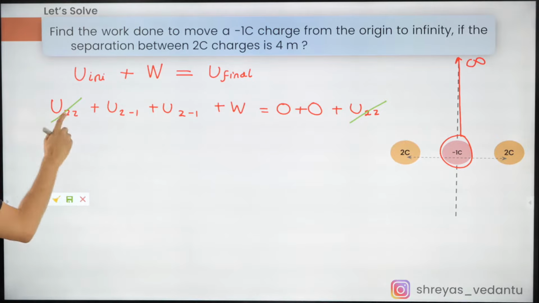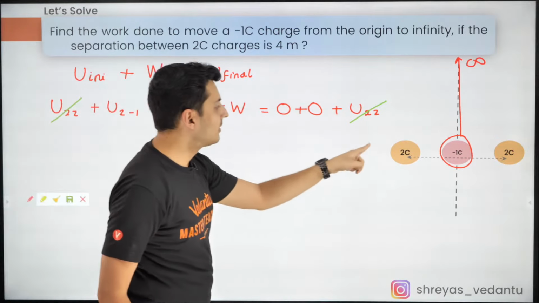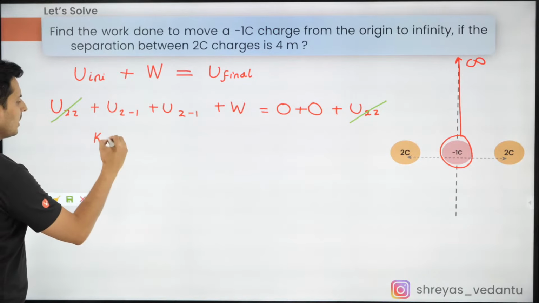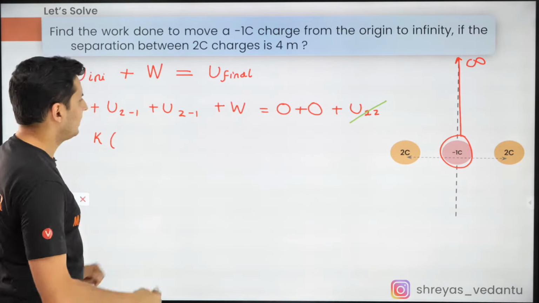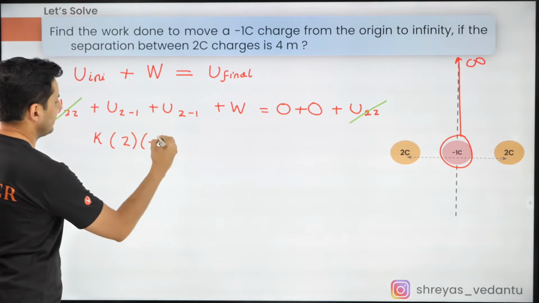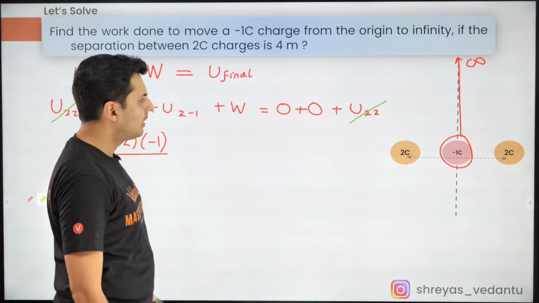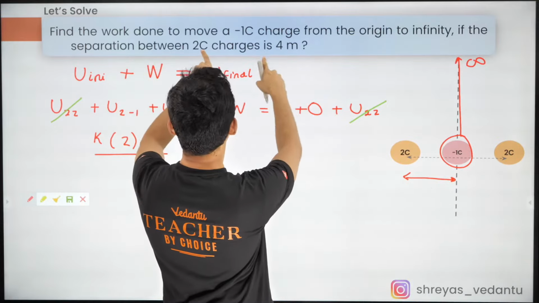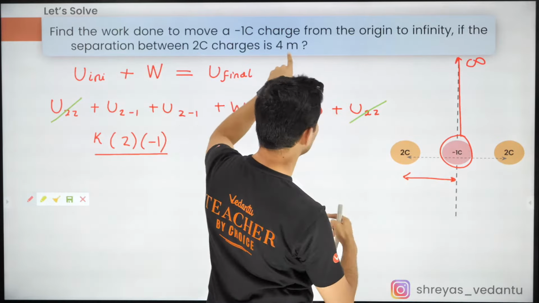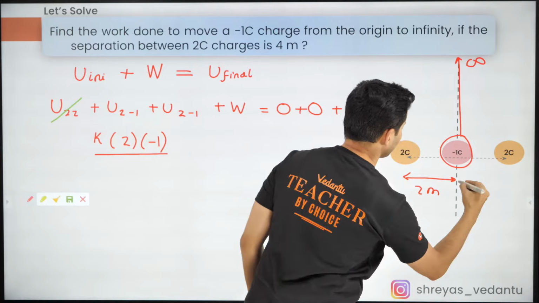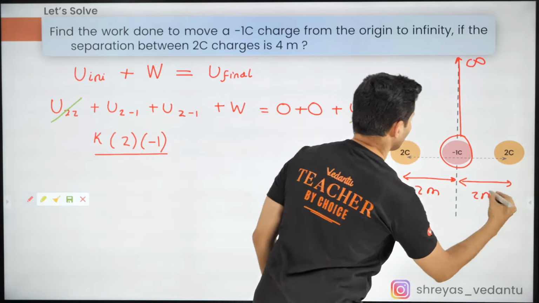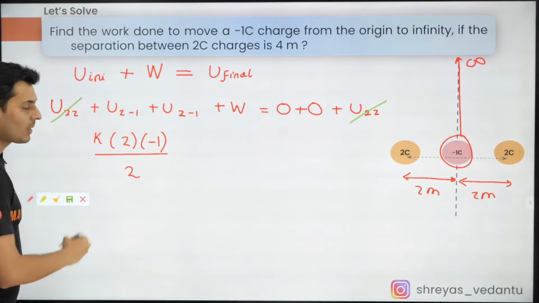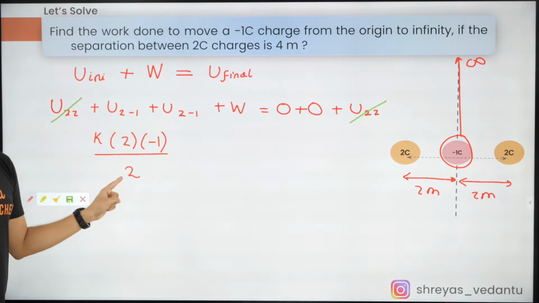Now what you need to do is, what is the energy between this and this? Oh, that's simple. It's going to be K into 2 coulomb and -1 coulomb, so 2 into -1, divided by, what's the distance between them? Well, the distance between the 2 coulomb and 2 coulomb charge is 4 meters. So this is 2 meters and this is also 2 meters. So this will be 2. I hope this is clear.